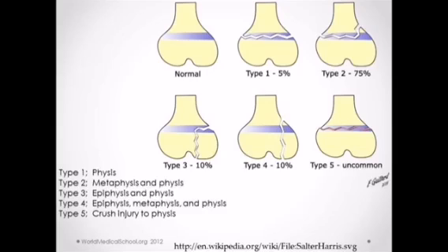And just as a side note, a way to remember the different types of Salter-Harris fractures is to remember the mnemonic SALTR, which is S-A-L-T-R. S is type 1 for slipped. 2 is A for above the physis. L is lower or below the physis. T is through the physis, and then R is rammed.